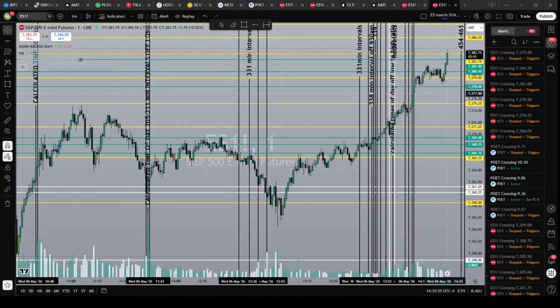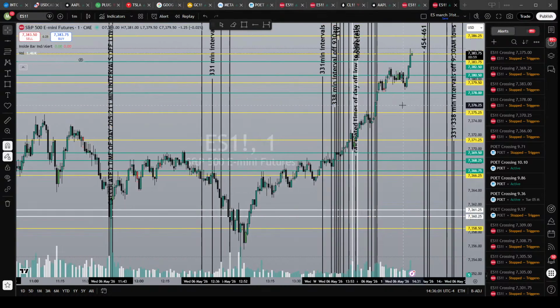Really good structure breaks coming in right here. I really hope you guys are taking advantage of this. I didn't see any reason to sell.